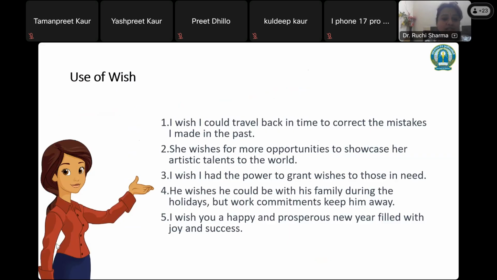Now look at this sentence. Is it talking about a wish? Yes, ma'am. That is in future tense or is in present tense? Present. It's the wish in present tense.